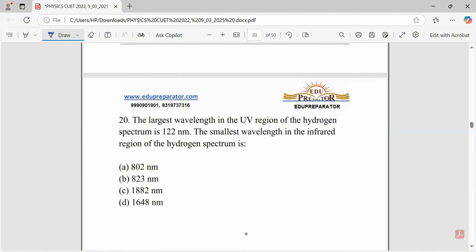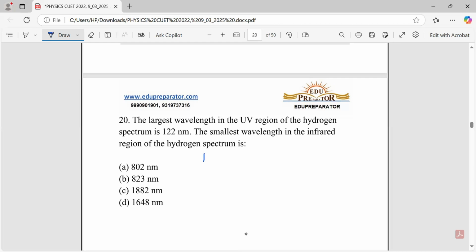Now question number 20 involves the ultraviolet region and infrared. We all know that the ultraviolet region is the one involved when an electron jumps from a higher energy level to the first, right? Because the first series is Lyman, which is ultraviolet, the second is Balmer, which is visible, and the rest are infrared.